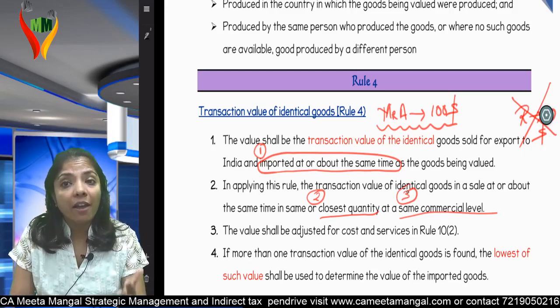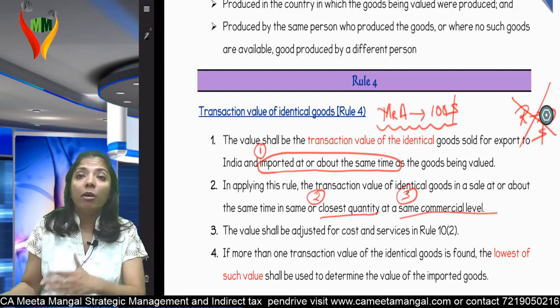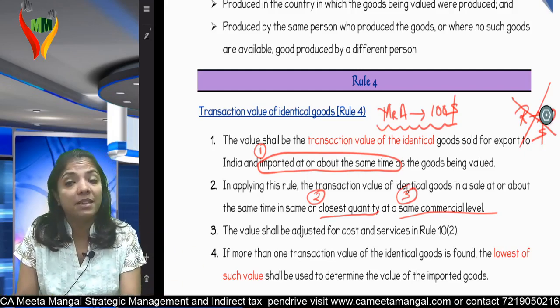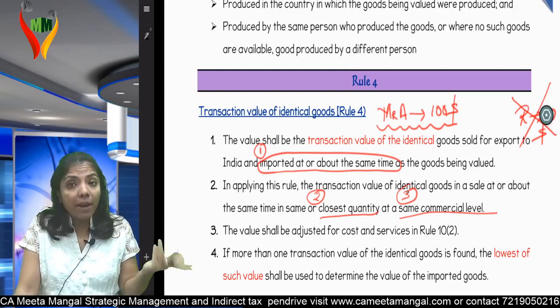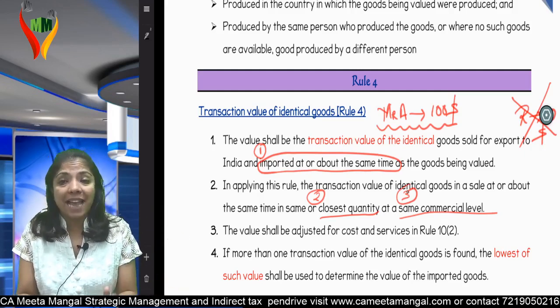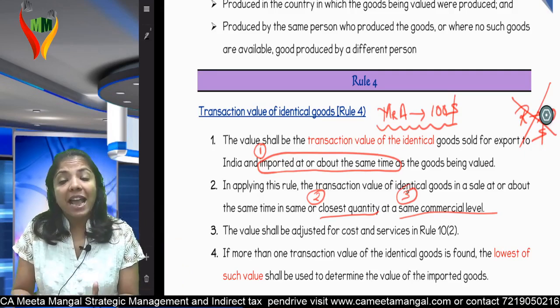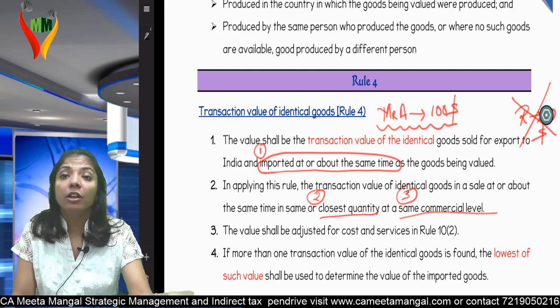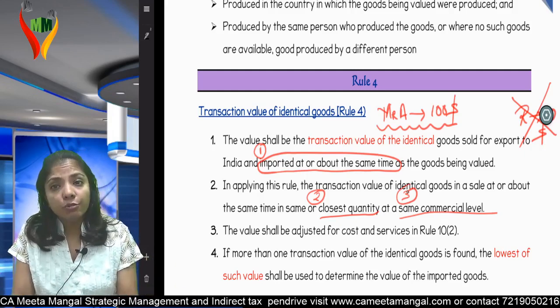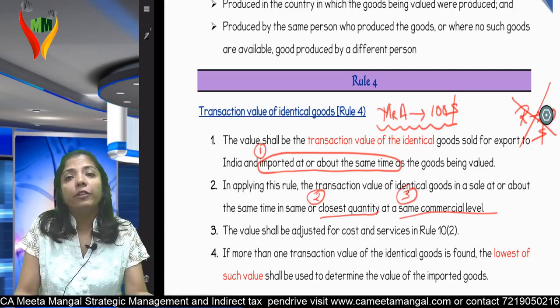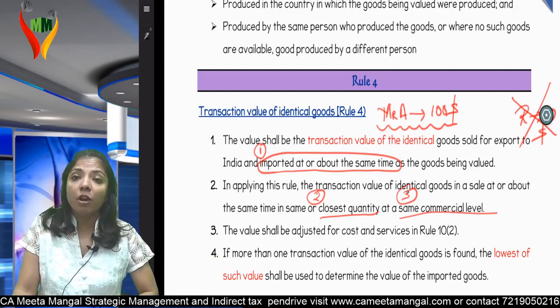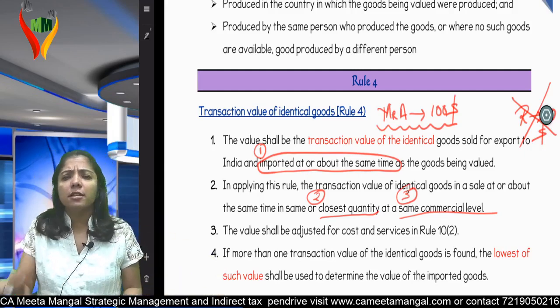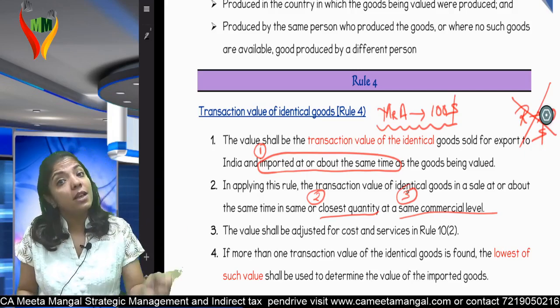For example, I have imported today at or about the same time, that's near to this time, somebody else must have imported, say, identical goods. One. Second, quantity matters. If I have purchased in bulk, I got a bulk discount. So quantity should also not be exactly the same, but closest quantity. If I have imported 500 pairs of shoes, somebody else must have also purchased 450 to 600. You can't expect that I have gone for 500 pairs of shoes and somebody has gone for 50 pairs of shoes. Boss, if I purchase in bulk, I will be getting a bulk discount. So it should be closest quantity.